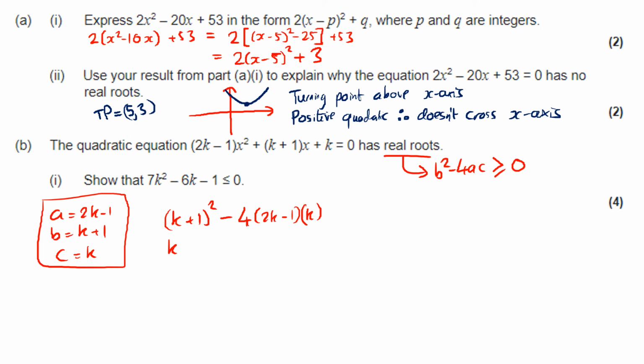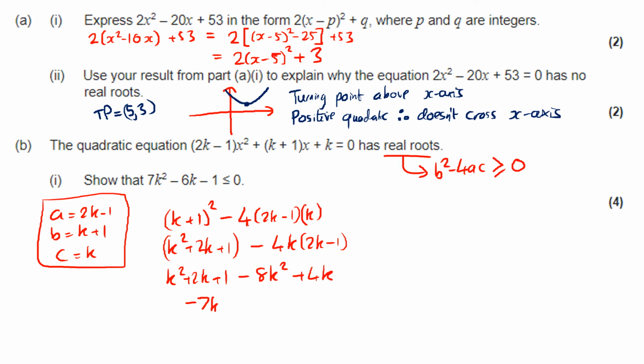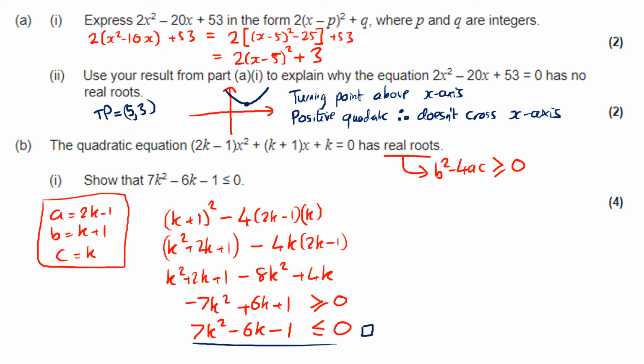Okay, expand. So we've got k squared plus 2k plus 1 minus, I guess, 4k lots of 2k minus 1. Let's move that k over. So we've got k squared plus 2k plus 1 minus 8k squared plus 4k. And so overall, minus 7k squared plus 6k plus 1. And we know it's got real roots, so we know this is greater than or equal to 0. Now we want to change the signs. And we'll do this by multiplying both sides by minus 1. And that will change the direction of the inequality sign as well. So we have proven the statement that they want us to prove. Cool.